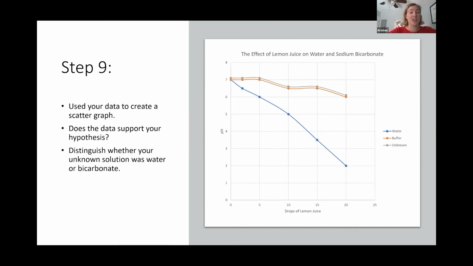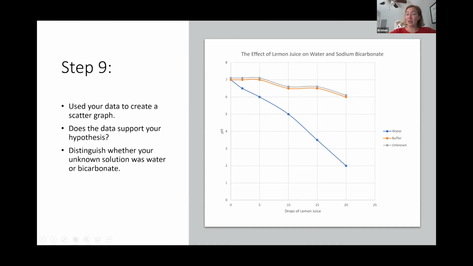Finally, we'll have the students create a graph. We'll do a scatter plot looking at how the lemon juice is affecting the pH of water and the bicarbonate. And then for this one, for example, you can see that the unknown solution was also a buffer. And so at this point, they can compare their data to their hypothesis. So, for example, a lot of students will say the pH of water is going to drop significantly, whereas the pH of sodium bicarbonate, which is a buffer, is going to have a mild reduction in pH due to the buffering capabilities of sodium bicarbonate.